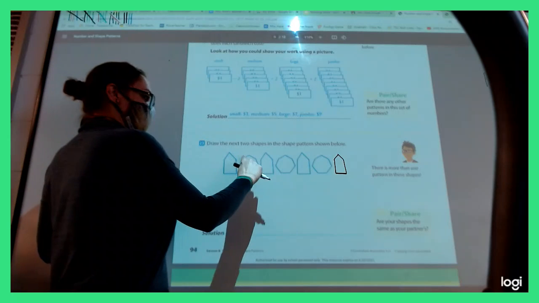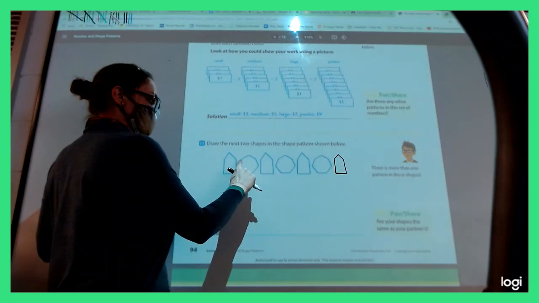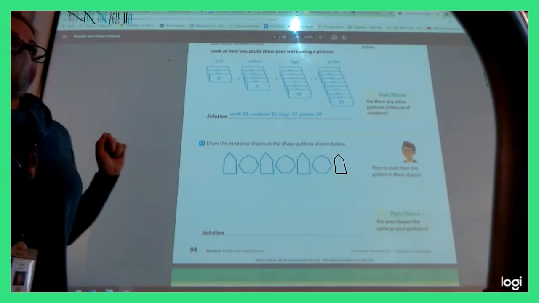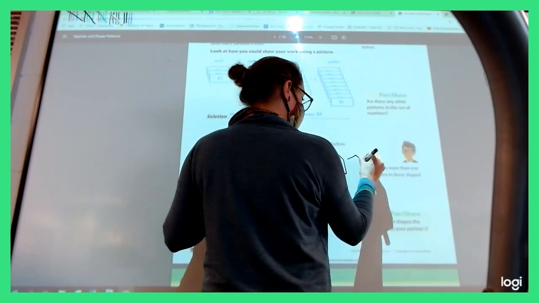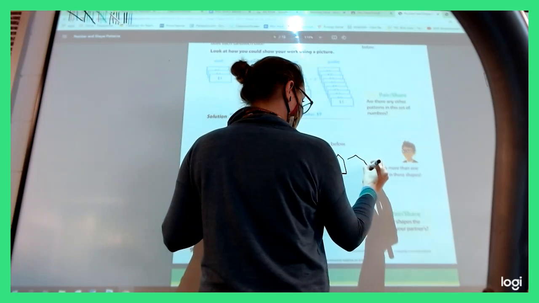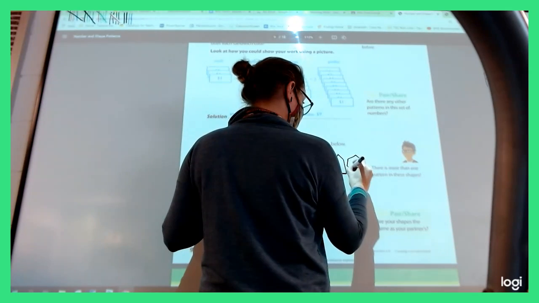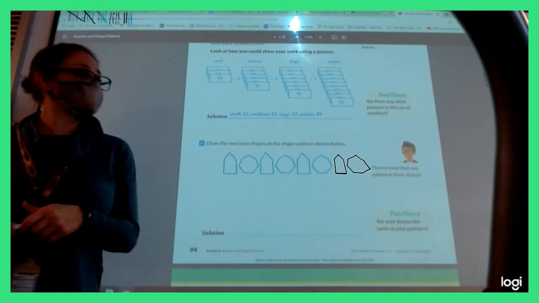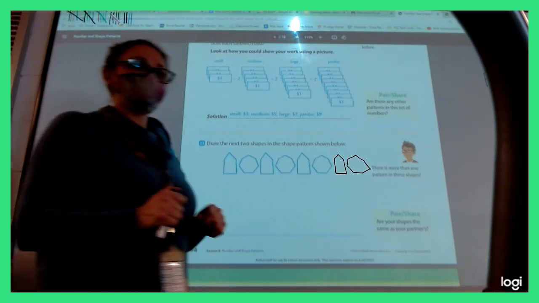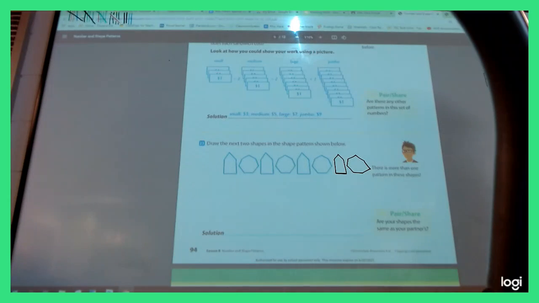And then this shape, 1, 2, 3, 4, 5, 6, 7, that would be a heptagon, a 7-sided shape. Heptagon. So do your best. Obviously that looks terrible, so just do your best. Just draw it best you can. And that's it for that one, okay?